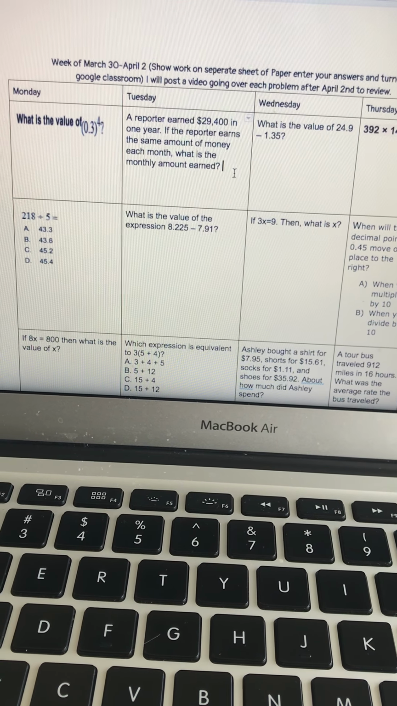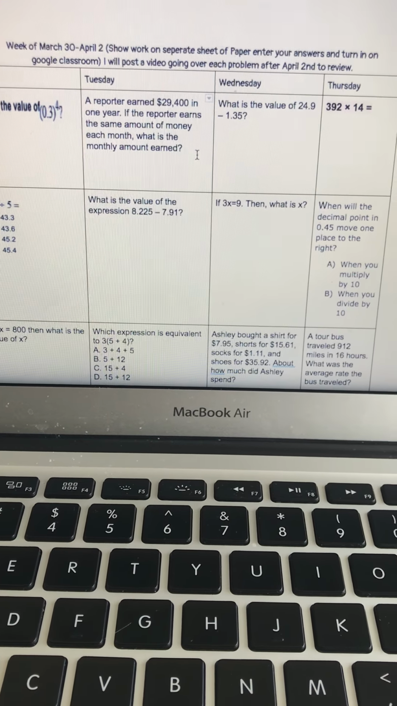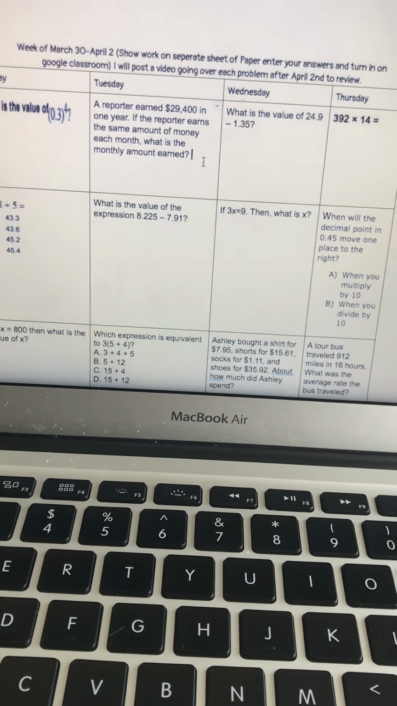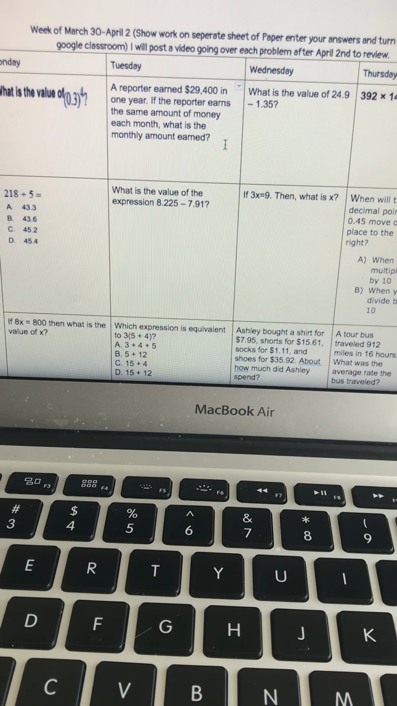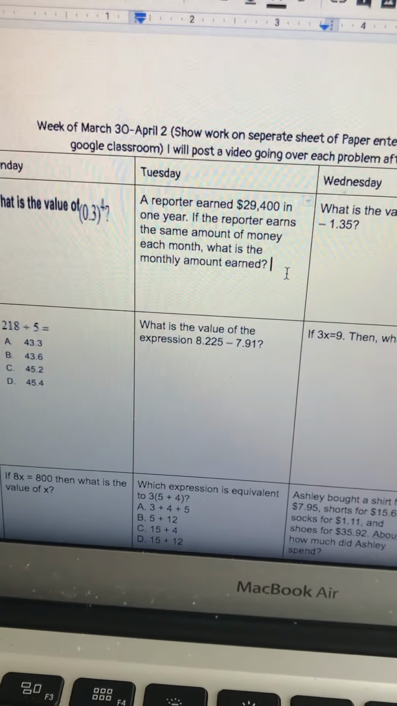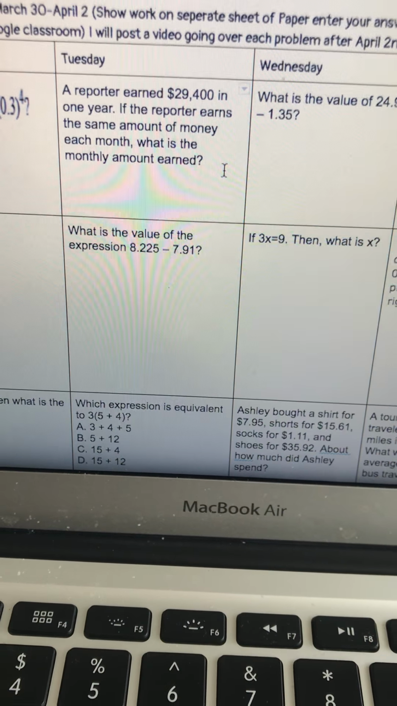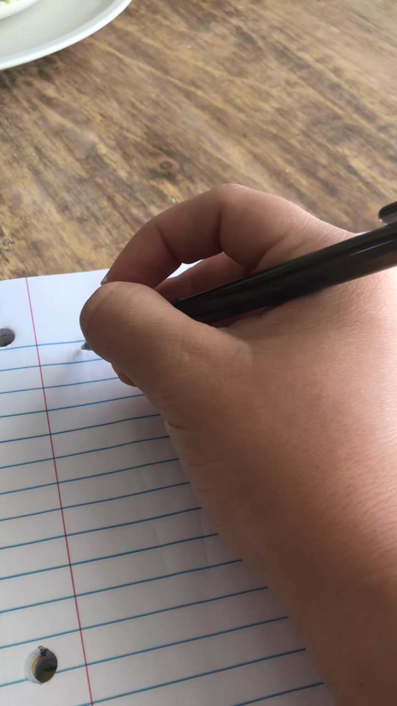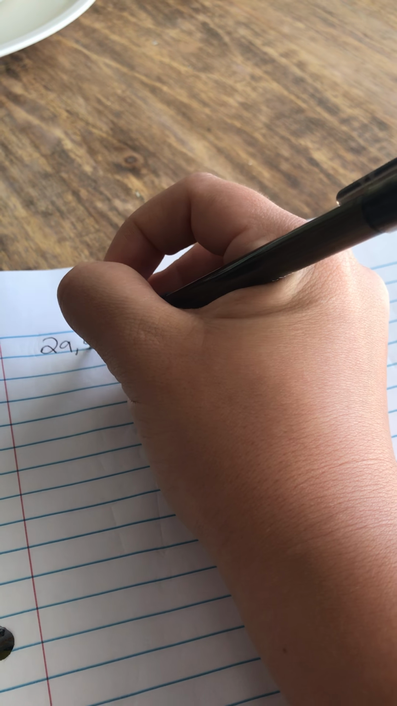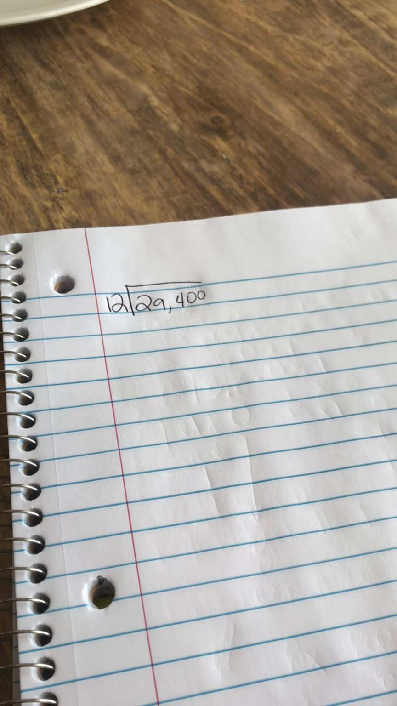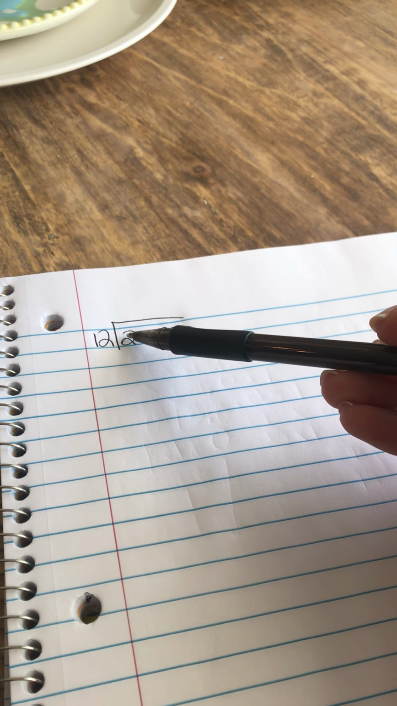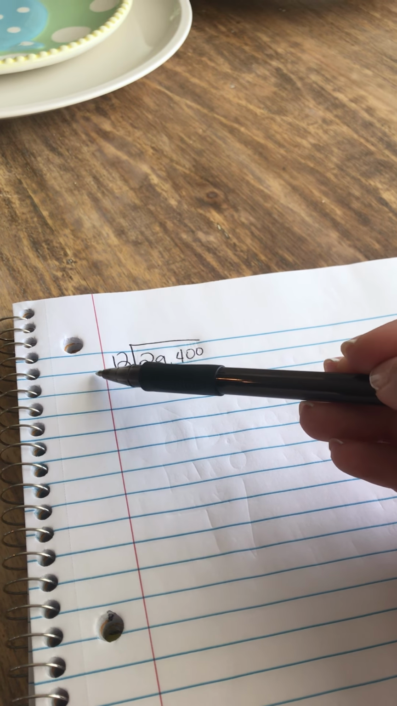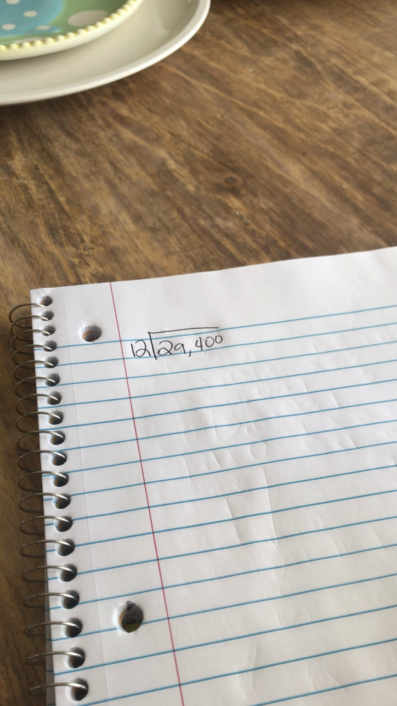Okay, so we're trying to figure out if she makes that in 1 year, how much does she make in each month? Now, we have to have a little background knowledge here. All of us should know how many months are in 1 year. So there's 12 months in a year. So we would have to divide 29,400 divided by 12. So let's look at that. 29,400 divided by 12 months. And that will give us her income for each month, because you're taking this 29,400 and you're giving it to 1 month, 2 months, 3 months, so on and so on, all the way to 12 months.